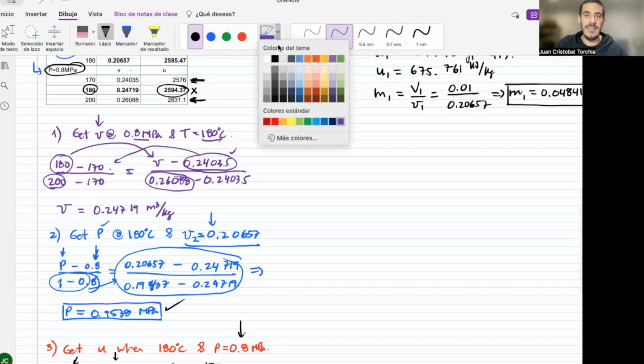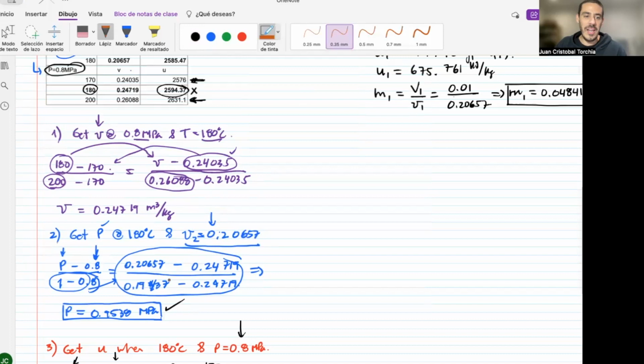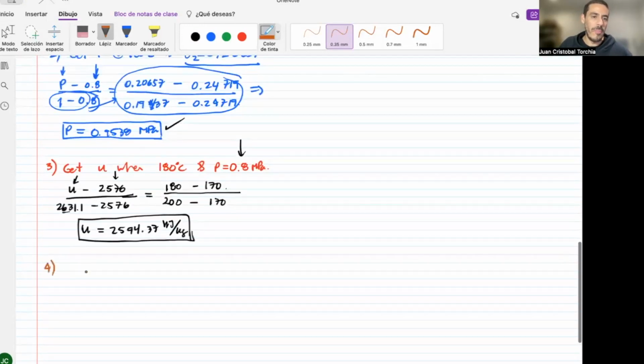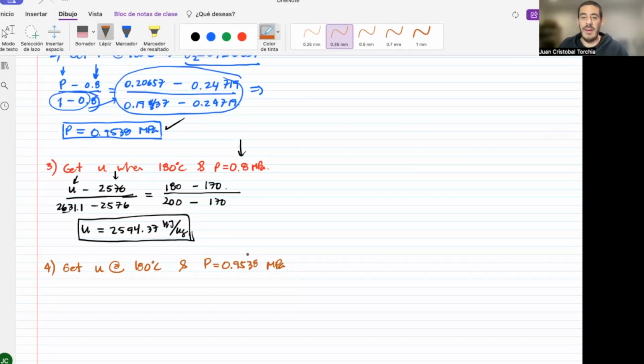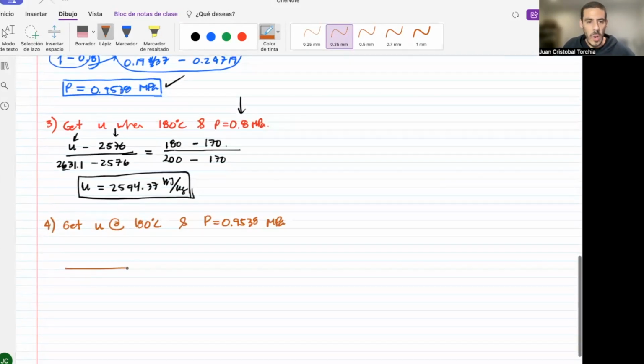So finally, hopefully, I'm going to put here 4: get the internal energy at 180 degrees Celsius and the pressure equals 0.9538 megapascals. Let's see how that interpolation will look. The first thing you always do is put the ones that you know and the ones that you don't know. At some other place I'm going to put 0.9538 megapascals, because that's the one that corresponds to this one, and everything here needs to be at 180 degrees Celsius.